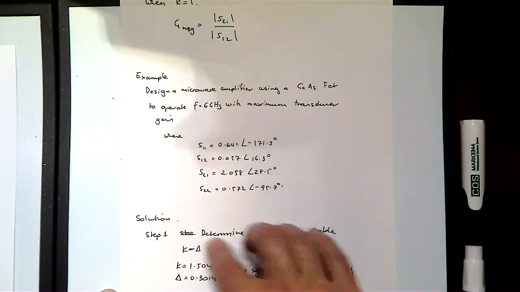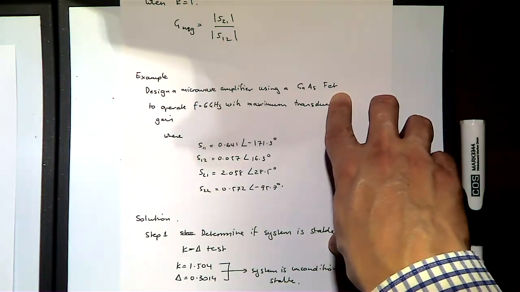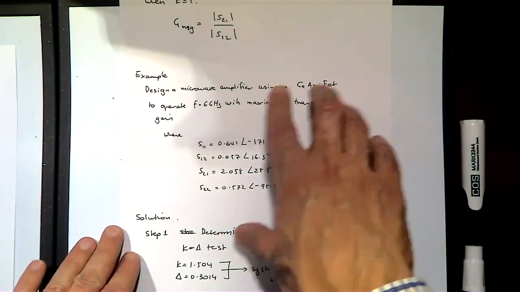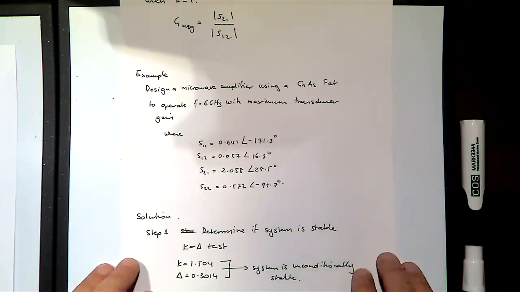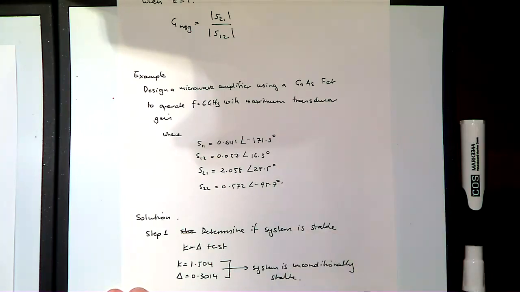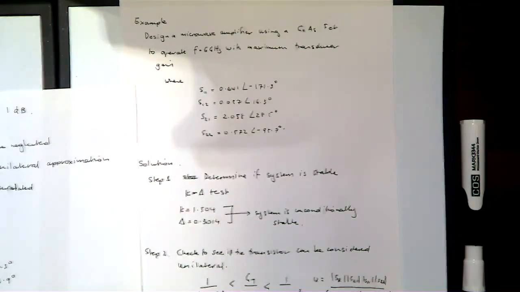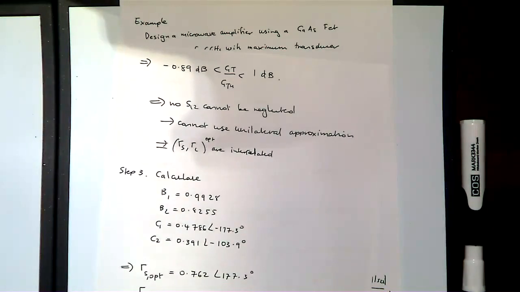Okay, so what we're given here is a microwave amplifier. In this particular case we want to design a microwave amplifier, and we're given a field effect transistor. We want it to operate at 6 gigahertz, and we want to determine what the maximum transducer gain is when we have these scattering parameters. And I'm missing a Smith chart.